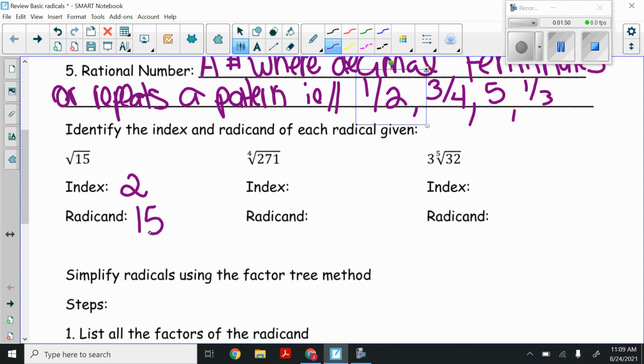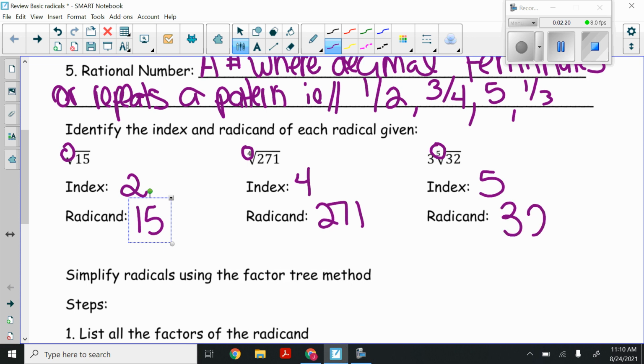Next one, the fourth root of 271. The index, it's the number up here, so the index is 4. And again, remember over here, the index is that root. When there's not one written, it's understood to be a square root and understood to be a 2. So back to the fourth root of 271, my radicand is 271. The next one, 3 times the fifth root of 32. The index is that 5 up there. The radicand is there, 32.